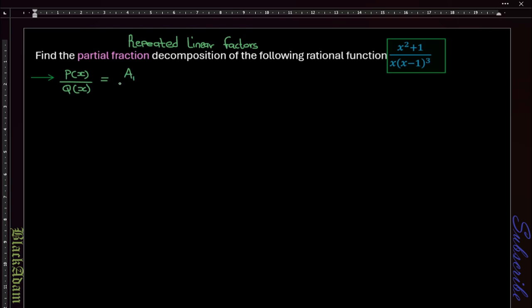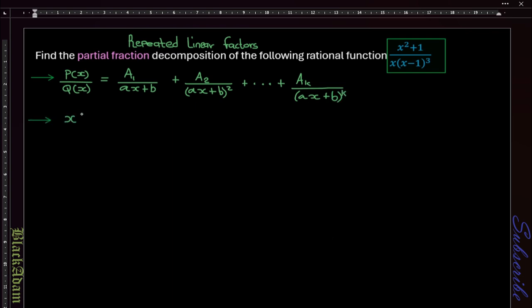will equal a1 over ax plus b, plus a2 over ax plus b, but that won't be repeated. So for repeated, we're going to repeat the same thing: a1 over ax plus b, plus a2 over ax plus b to the power 2, and that continues up to ak over ax plus b to the power k.